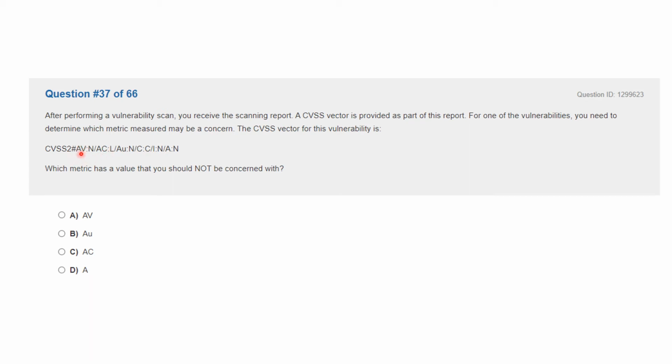this is the attack vector, which in this case is network. The access complexity here is low. The authentication is none. The confidentiality is complete. The integrity is none, and the availability is none. So which metric has a value that you should not be concerned with?